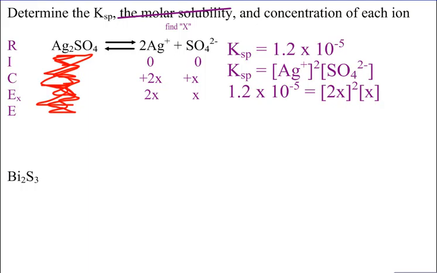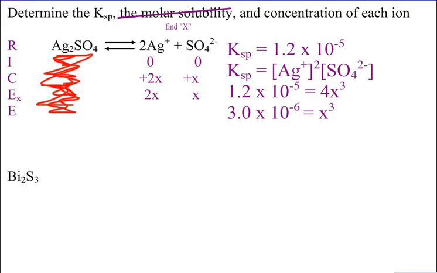So (2X) squared times X, don't you dare pull out that calculator, that's just easy thinking. Alright, 2 squared is 4, X squared is X squared, times X, it's not going to be X squared anymore. It's going to go to X cubed. Alright, divide by 4 on both sides. I end up with 3 times 10 to the negative 6.